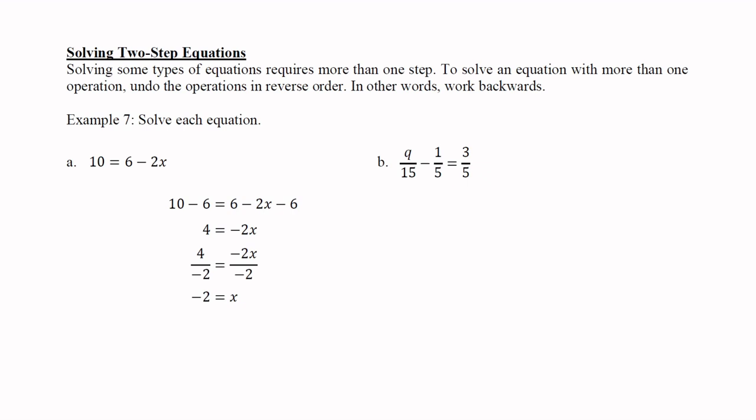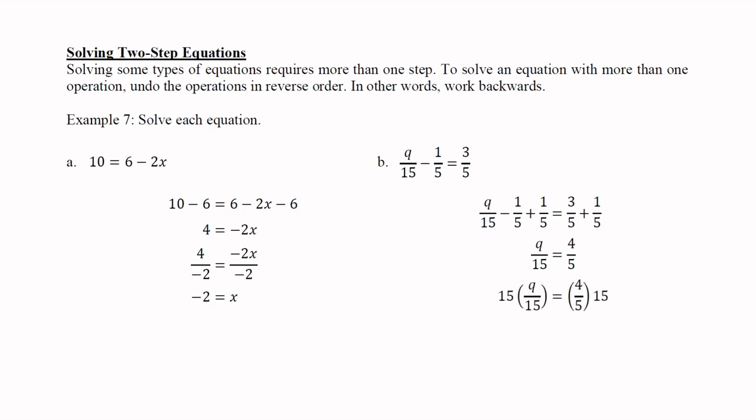For b, we're going to, again, start from the outside and work our way in. So we're going to start with adding 1/5 to each side. And when we do, we're left with q over 15 on the left. 3/5 plus 1/5 gives us 4/5. And then we're going to multiply each side by 15.